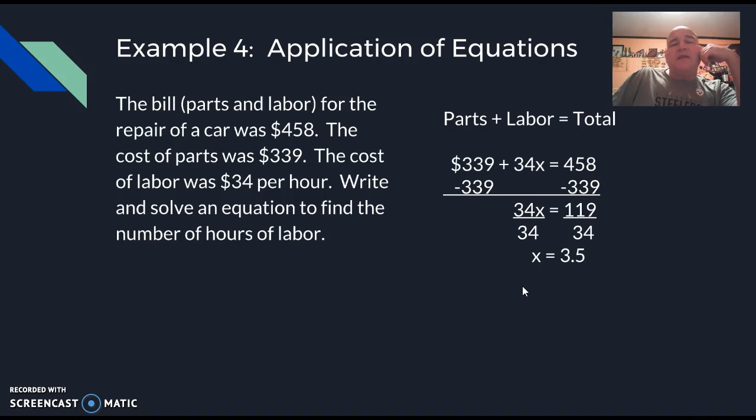So that concludes our lesson on two-step equations, and your goal is now to work on your Math Excel assignment.